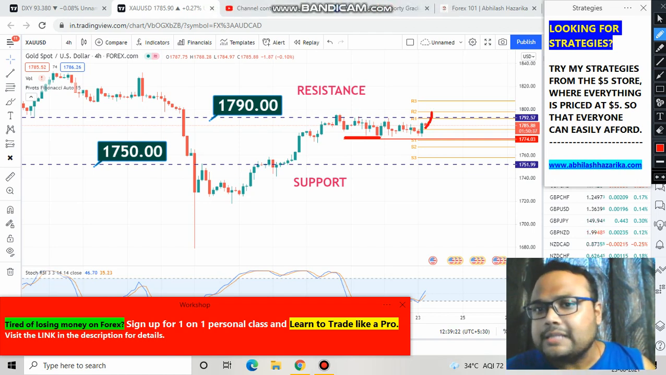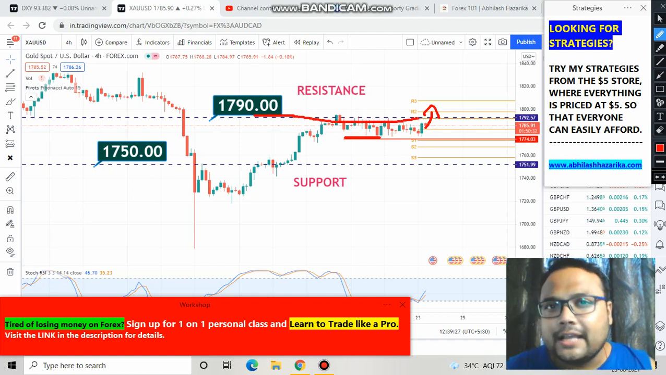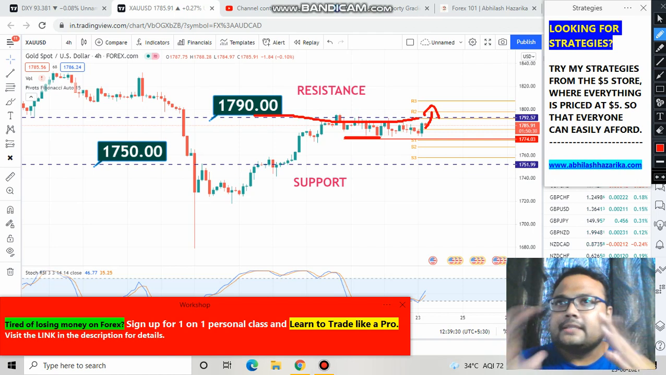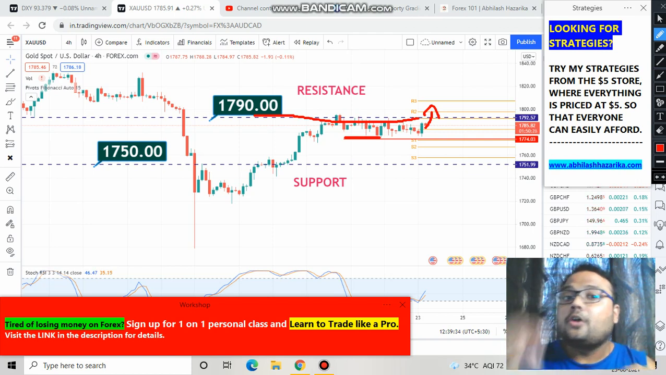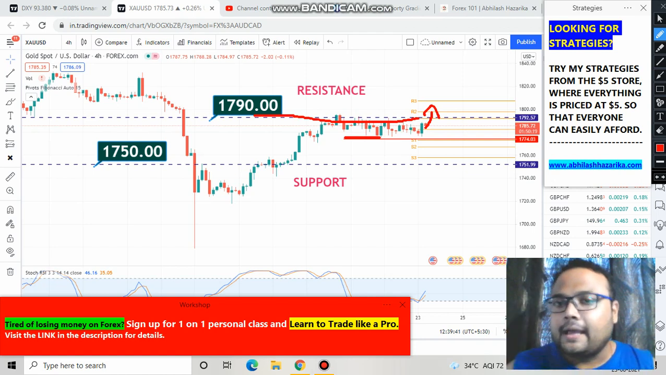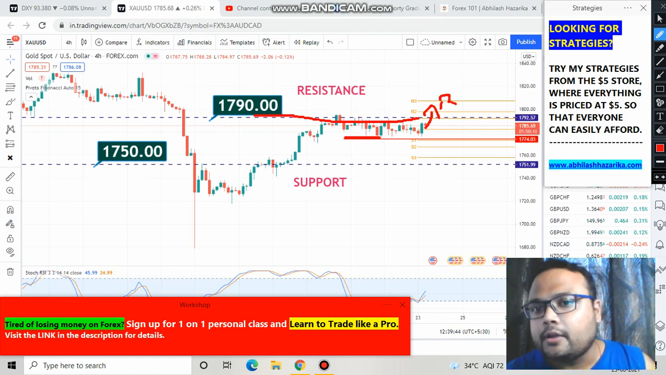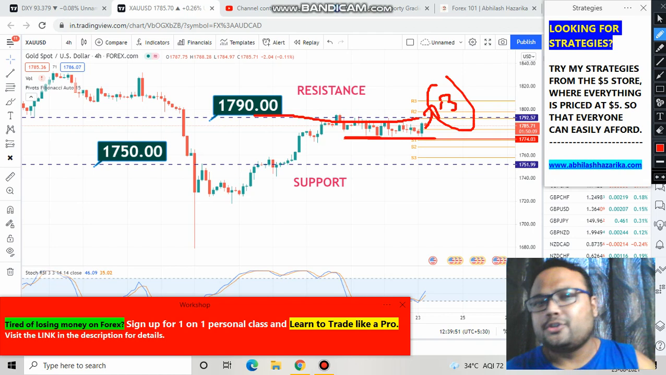If the market breaks this 1790 level, wait for some time and see how the price is reacting. If you see that the market has crossed the 1790 level with a good amount of volume, go for a buy. You can easily go for a buy if the market crosses the level. And if the market crosses this line, 1774, you can also draw a line like this, or if you see a good move towards the downside, you can just short the market.